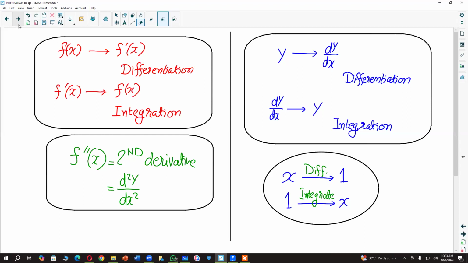Then the reverse symbol for the second derivative is f of x. When you integrate, you will remove the prime sign.